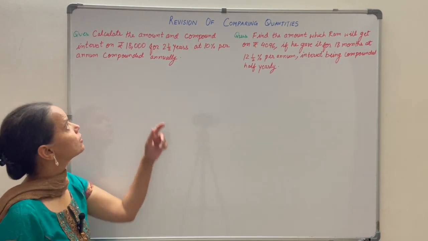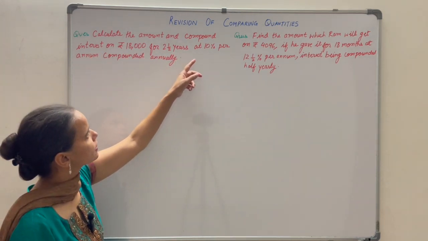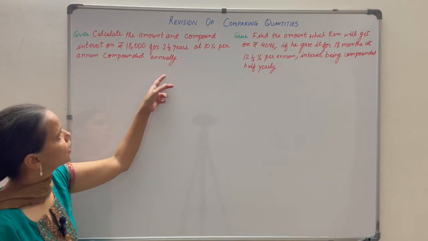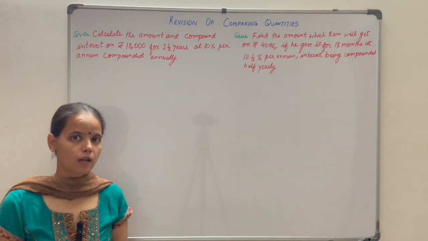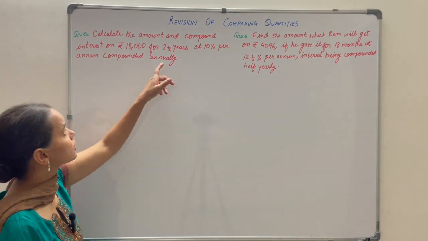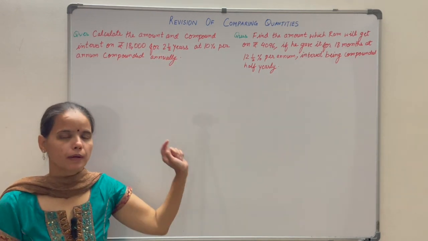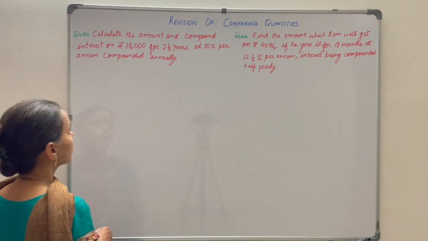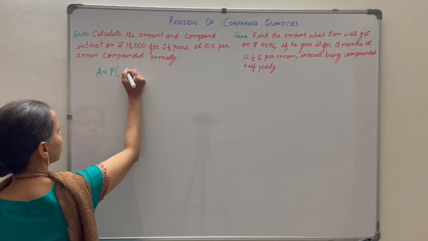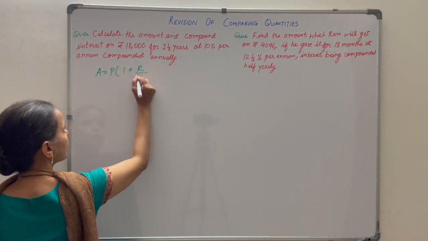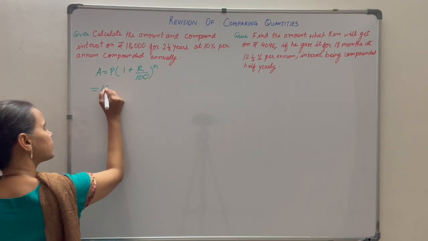Now let us take this question. Calculate the amount and compound interest on rupees 18,000 for 2.5 years at 10% per annum compounded annually. So here you need to find out the amount and the compound interest when it is compounded annually. So to calculate the amount, the formula for compounded annually is amount is equal to P in brackets 1 plus R upon 100 raised to the power n. So your principal here is 18,000.